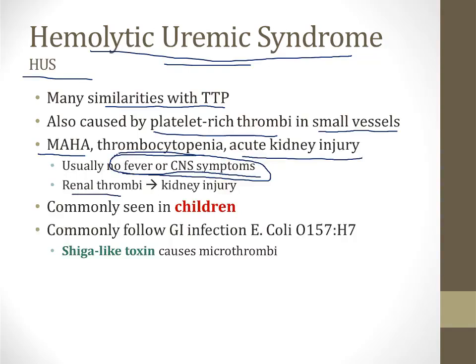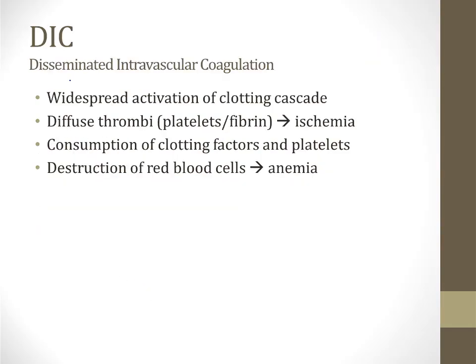So you get renal thrombi, this leads to kidney injury, but you don't see the signs and symptoms that occur from thrombi outside the kidneys, such as in the central nervous system. And HUS commonly is seen in children, and it usually follows a diarrheal illness caused by E. coli 0157H7. This bacteria produces a Shiga-like toxin that leads to the formation of the microthrombi that result in the hemolytic uremic syndrome. So now let's talk about disseminated intravascular coagulation, which is also called DIC.